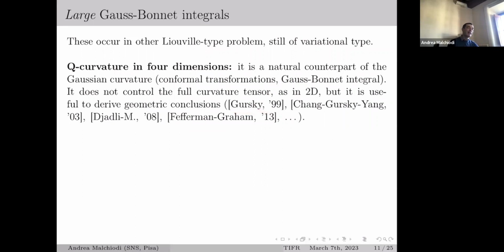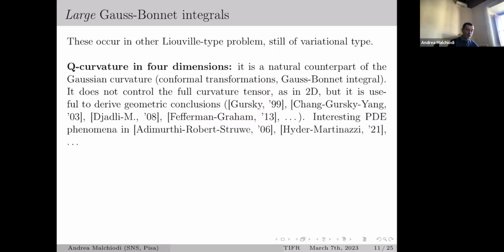And the analytic study of this Q curvature equation is also quite challenging. And you get interesting phenomena of blow-up, for example, as shown by Adimurthi, Robert, and Struwe, or also by Hyder and Martinazzi. So there is a much wider variety of solutions. Another example, which is the one I will discuss today, is that of conical surfaces. So I will get there shortly.